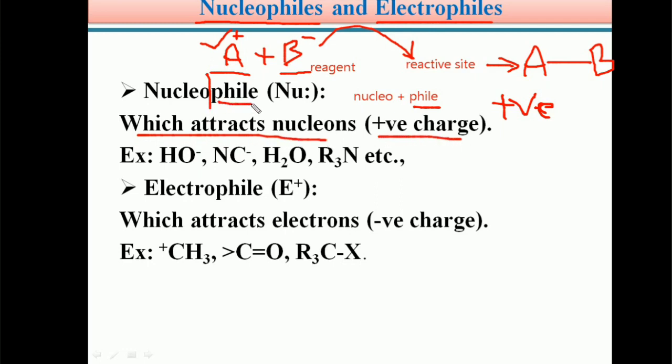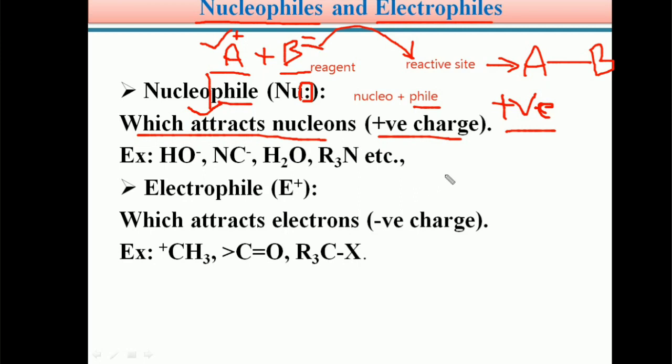Here phile means loving or attraction. Therefore, students, nucleophile means positive charge attraction, or which attracts nucleons, because the nucleus has a positive charge. Positive charge is attracted by negative charge. Hence, a nucleophile has a pair of electrons, or a nucleophile may have a negative charge.